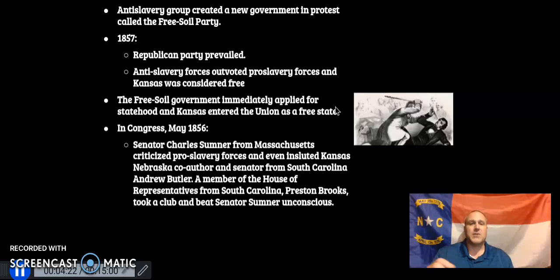Right when it comes into play, all those anti-slavery forces say, okay guys, we've met our statehood requirements. We want to enter as a free state, and that is what happens. That free soil government pushes forward that application for statehood, and they are entered into the Union as a free state. So for the first 3 years, they're pro-slavery, they're fighting, but in the end, the anti-slavery side wins.